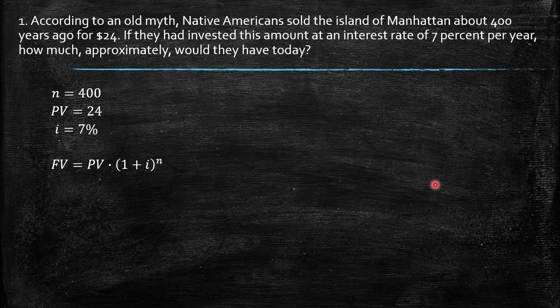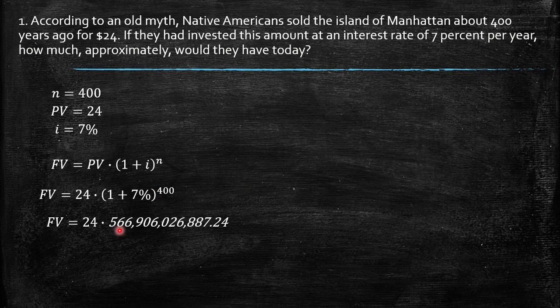Remember the formula that we have seen during this chapter: the final value is exactly equal to the present value times 1 plus the interest rate elevated to the period. In this case, we need to find out the final value. So we just replace: present value 24 times 1 plus 7%, which is 0.07, elevated to 400. This one is an extremely huge number.